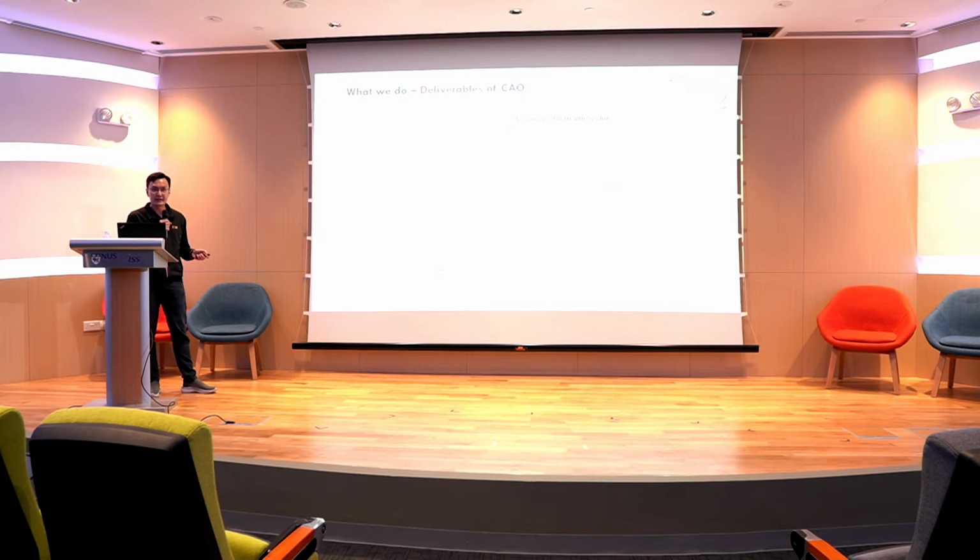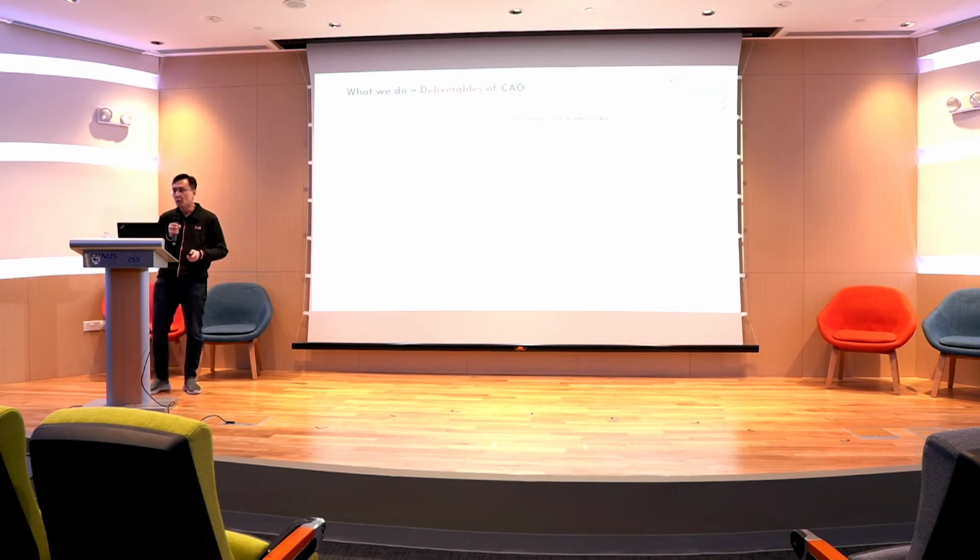Basically, there are architecture diagrams, right? And the governance, right? To make sure that the project, the solution that they are going to implement, we align with our standard and policies. Okay, so this is summary about what we do and our deliverable.